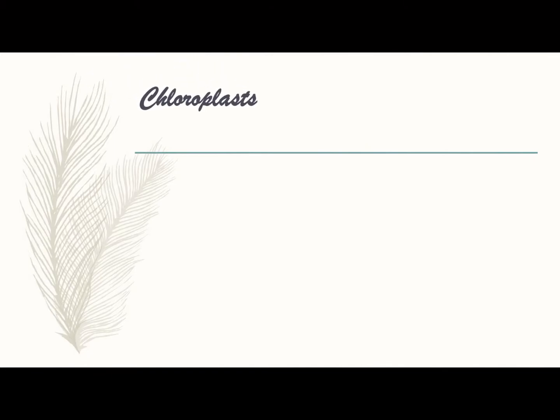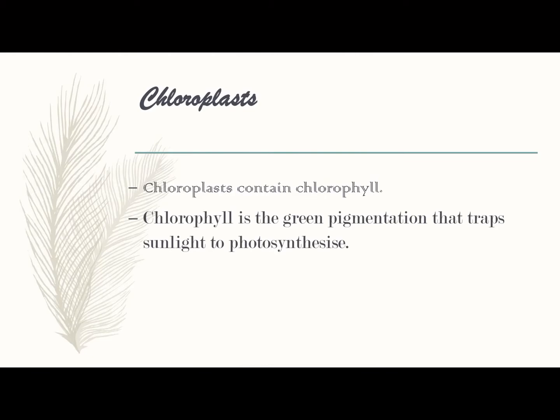Let's see chloroplast. Chloroplasts contain chlorophyll. Chlorophyll is the green pigmentation that traps sunlight to photosynthesize. If you don't know, photosynthesizing is basically a plant's way of making its own food.